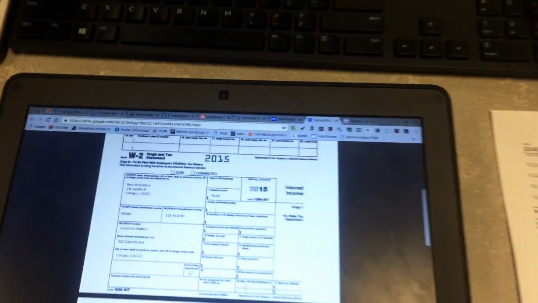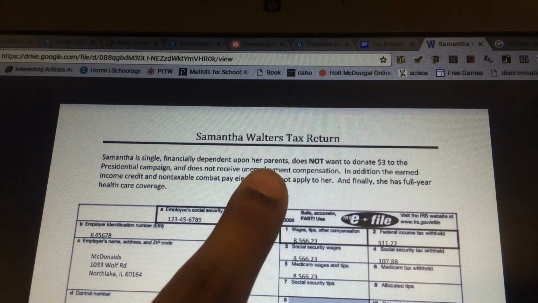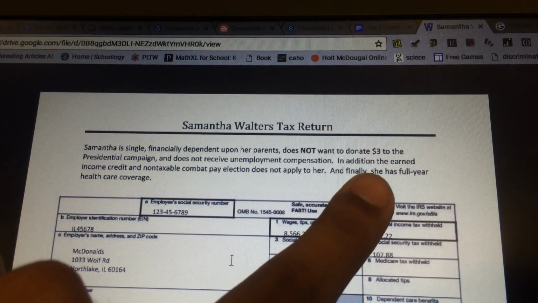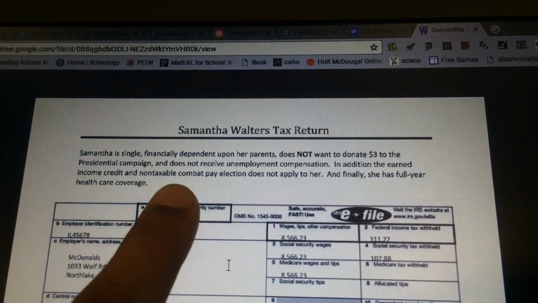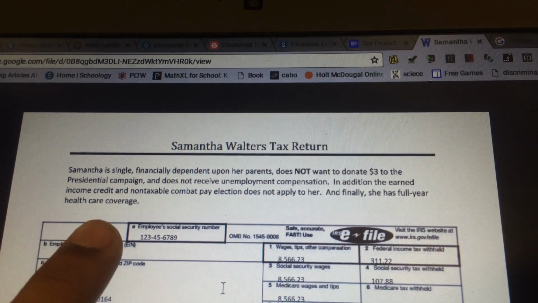To start off, we're going to look at Samantha Walters. It says here that she does not receive unemployment compensation, and in addition, the earned income credit and non-taxable combat pay election do not apply to her. And finally, she has 4 years of health care coverage.